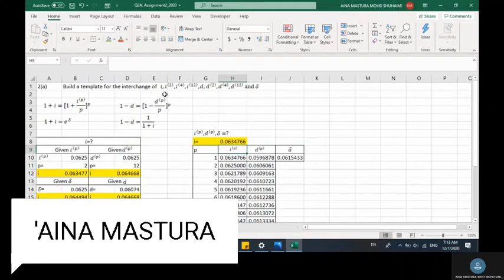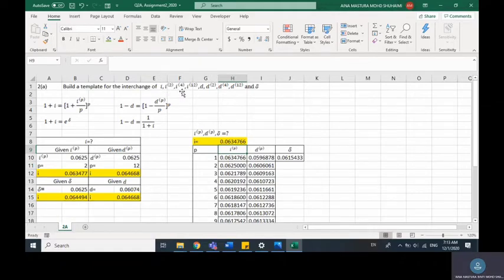For question 2A, the question wants a template for the interchange of I, I2, I4, I12, D2, D4, D12, and delta. From the formulas of IP, dp, and delta, we can see that the values can be found if there is the value of I. So first, if we don't have the value of I, we need to find it first.